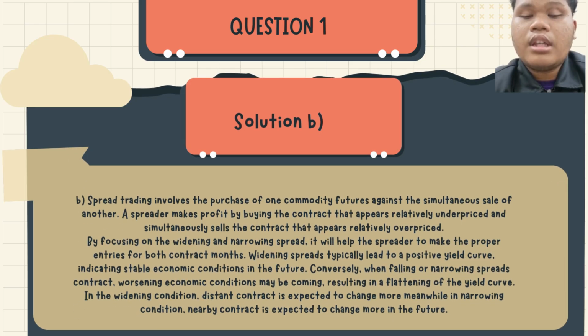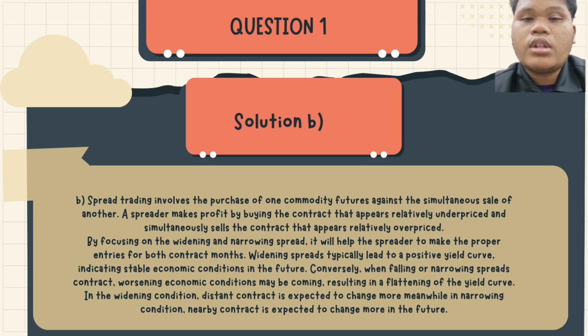So question B is, what is spread trading? Now I will explain what spread trading is. Spread trading means buying one futures contract and selling another futures contract at the same time. The goal is not to make money from the overall market direction, but to profit from the change in the price difference, the spread, between the two contracts. A trader will buy the contract that looks cheaper or undervalued, and sell the contract that looks more expensive or overvalued.